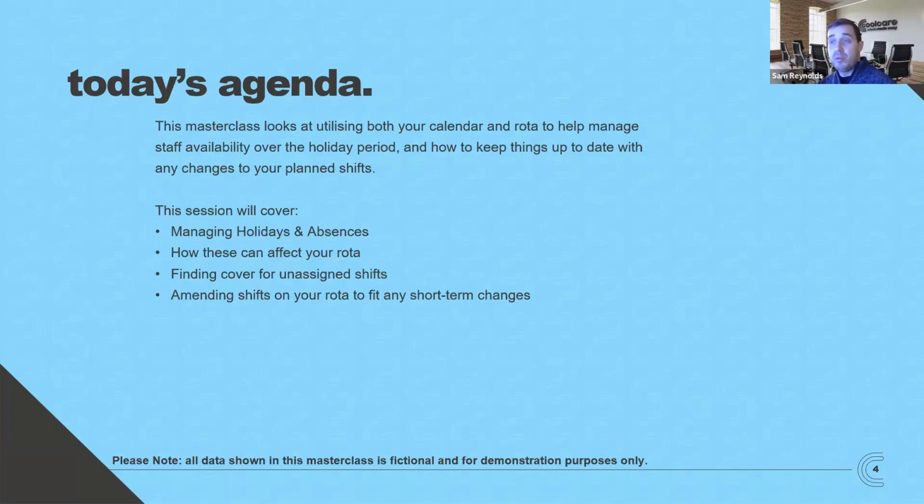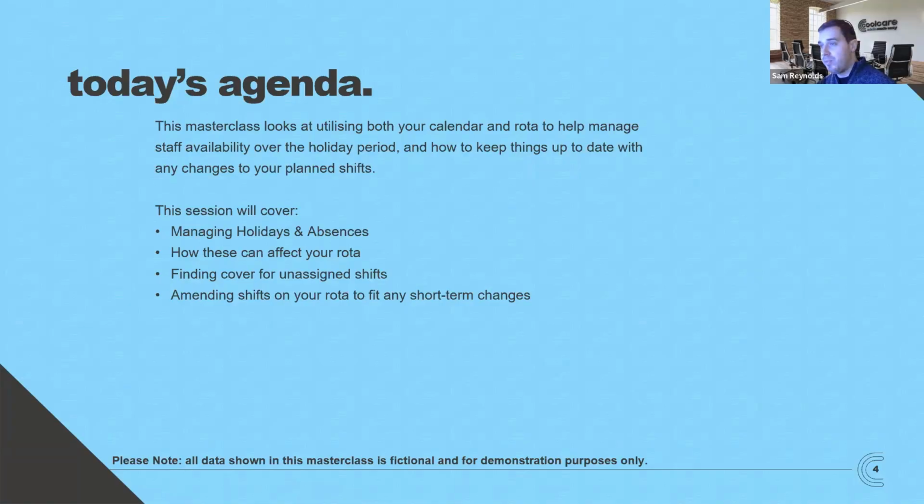And where we might have people removed from shifts, we can then find cover for them: if someone's been taken off a shift because of a holiday or absence, finding someone to cover that in their absence. As well as how to amend shifts on the rota to fit any small changes we might need to make alongside all the other things we've got going on. So it's how those different parts can affect each other and how we can use CoolCare to show that suitably on the system.